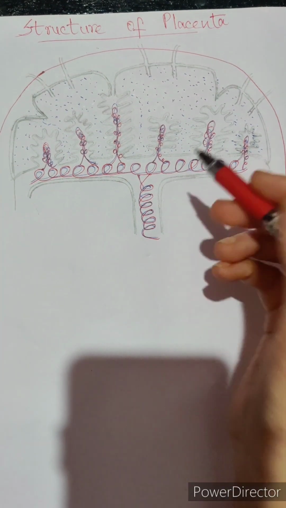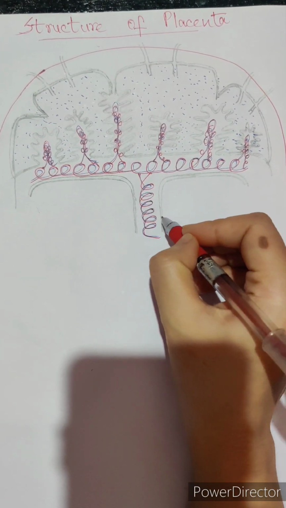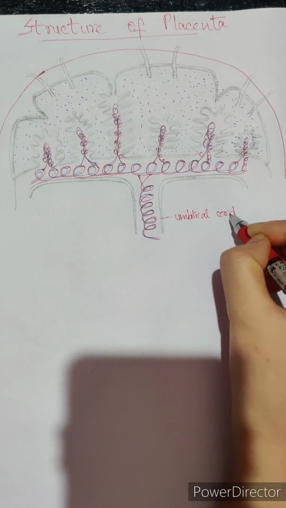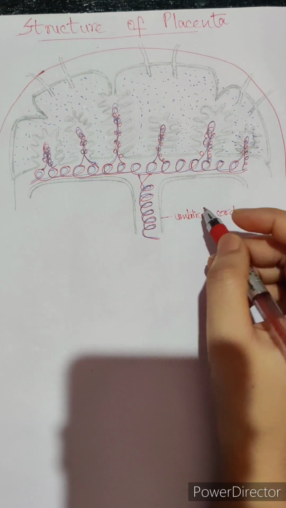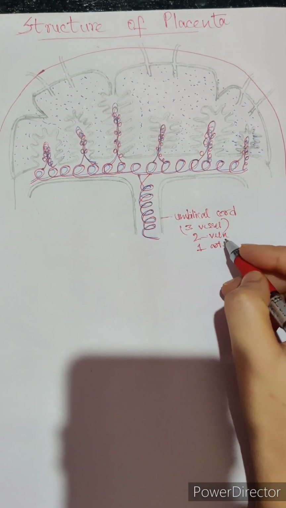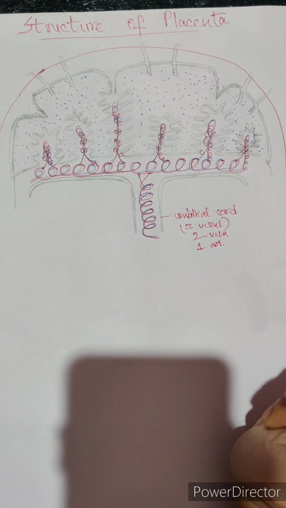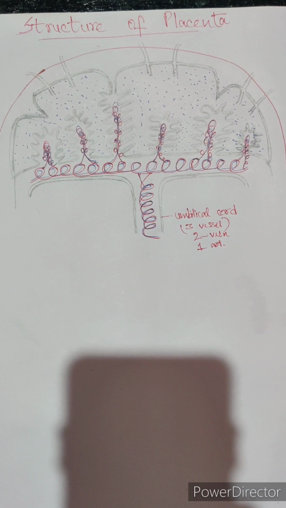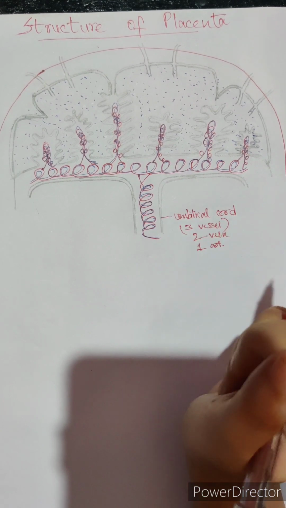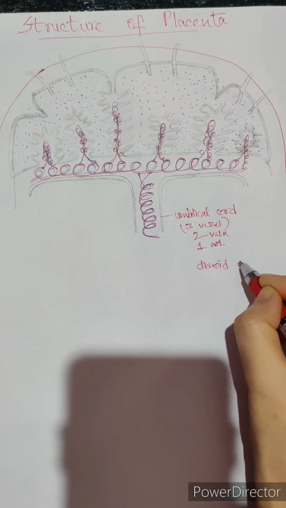So this is your placenta. This is placenta, and this which you can see is the umbilical cord. A bit of a reminder, there were 3 vessels: your umbilical vein carries the oxygenated blood, and your umbilical arteries carry the deoxygenated blood. So the first layer which you can see here, but before that, your placenta is discoid in shape.